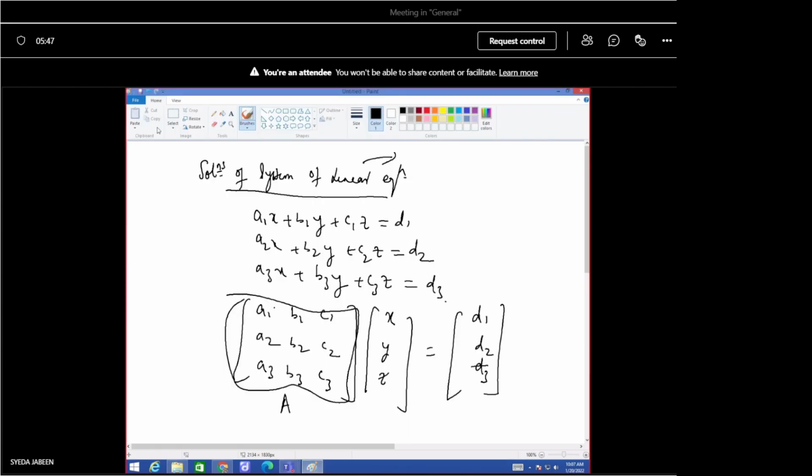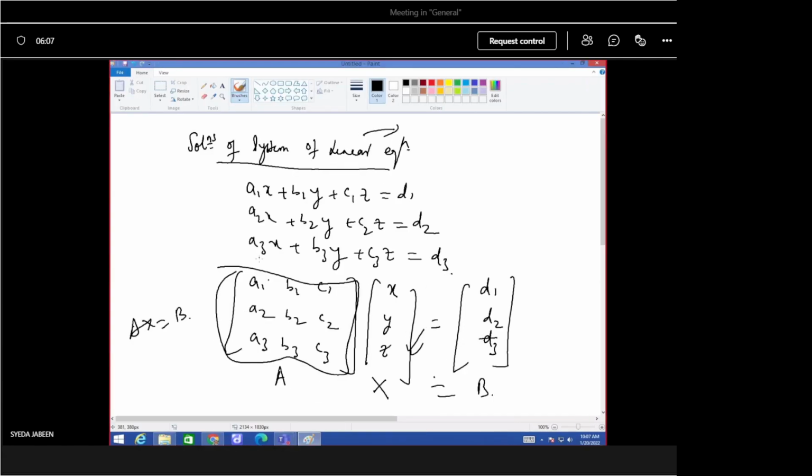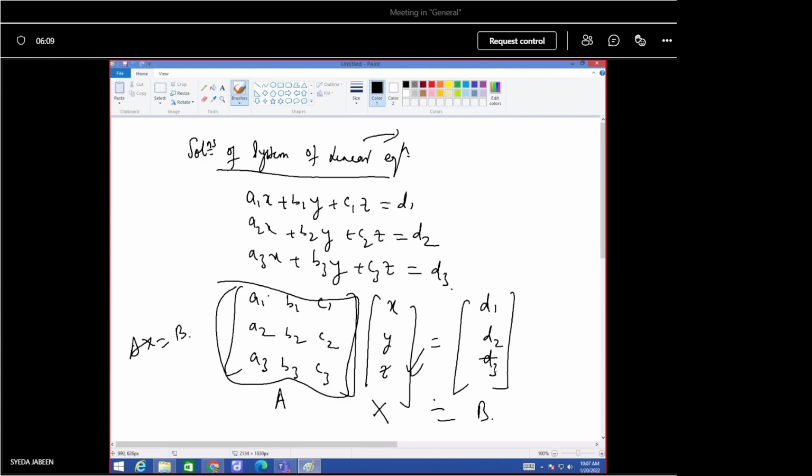Okay. So this part you can write as A, this entire part as X, and this as B. Finally you get the system AX equal to B, where X has the components x, y, z, A is the matrix, and B is another matrix. Now how do you find the solution of this system of equations?